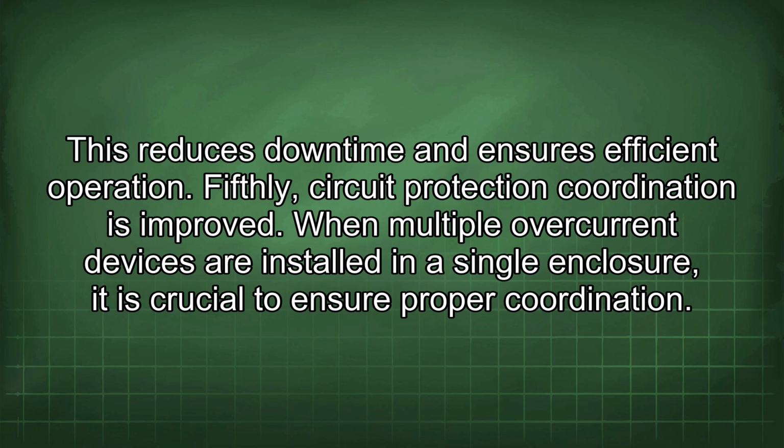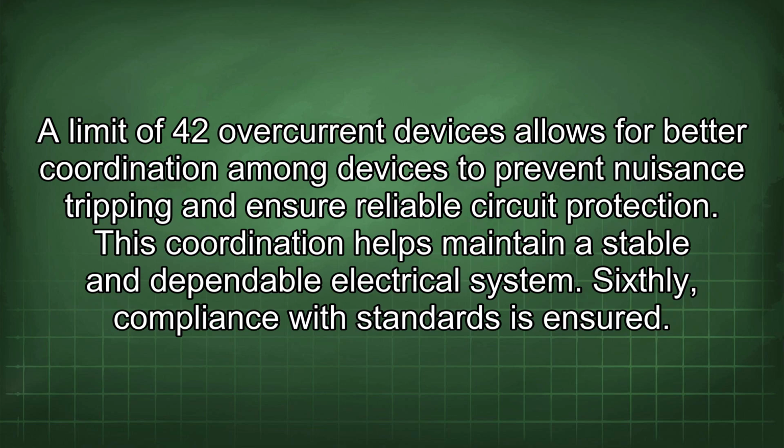Fifthly, circuit protection coordination is improved. When multiple overcurrent devices are installed in a single enclosure, it is crucial to ensure proper coordination. A limit of 42 overcurrent devices allows for better coordination among devices to prevent nuisance tripping and ensure reliable circuit protection. This coordination helps maintain a stable and dependable electrical system.